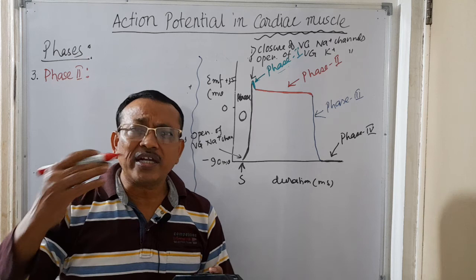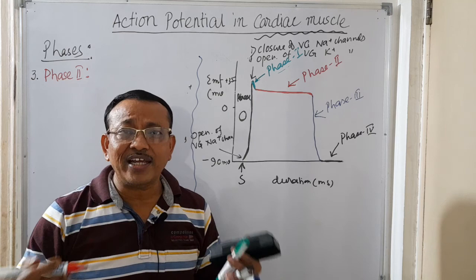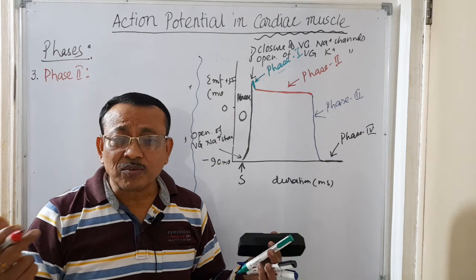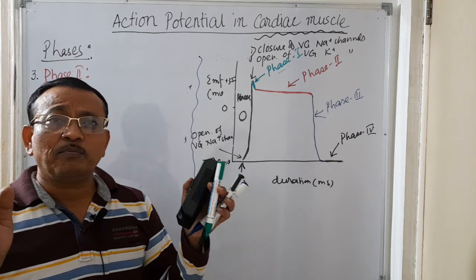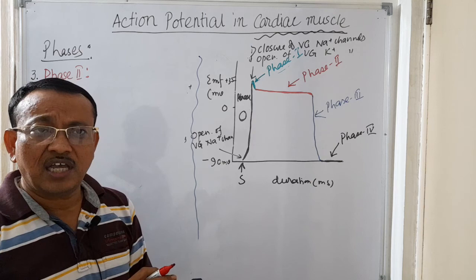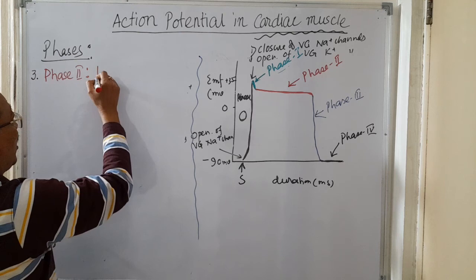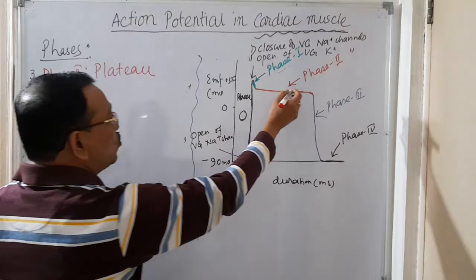Otherwise, if the cardiac muscle gets fatigued, it stops working. It will not beat. It will not contract. And if it doesn't contract, there is death of the person because of cardiac arrest. So this absence of fatigability of the cardiac muscle is due to the presence of this additional phase known as phase 2, which is otherwise known as the plateau phase.